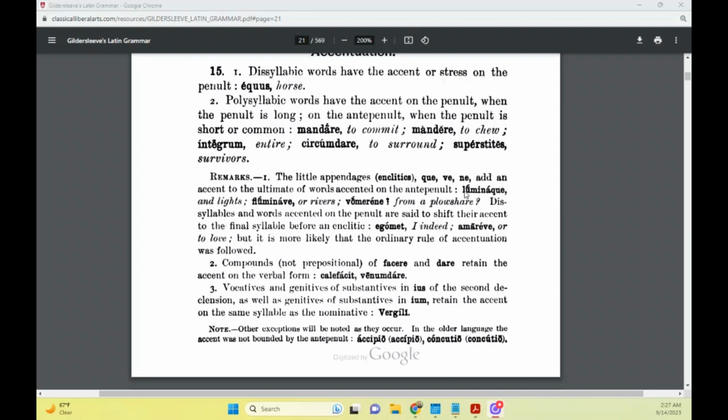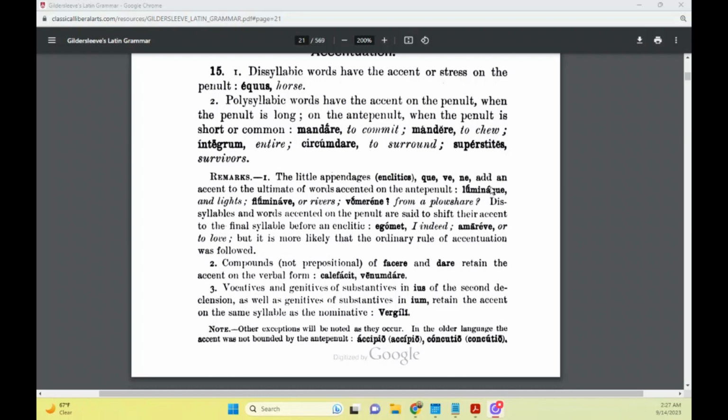Luminaque. Now the word lumina would be accented on the antepenult. So we would say lumina, lumina. But when we stick this enclitic onto it and say luminaque, we add an accent to the last syllable of the word. So we say luminaque, luminaque.